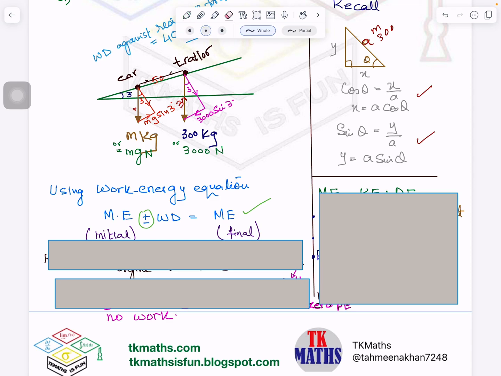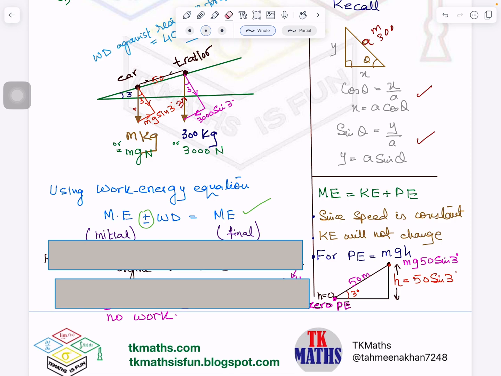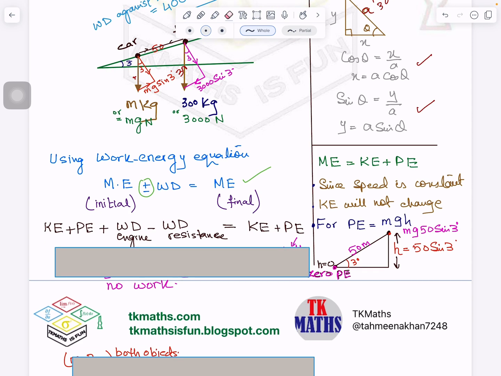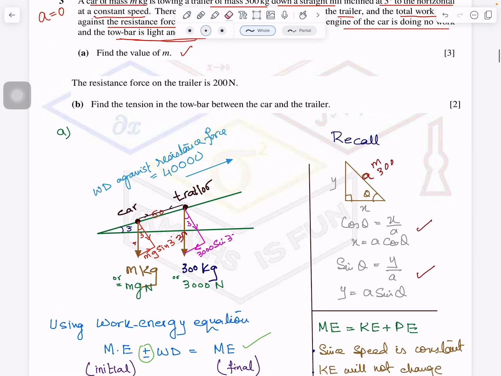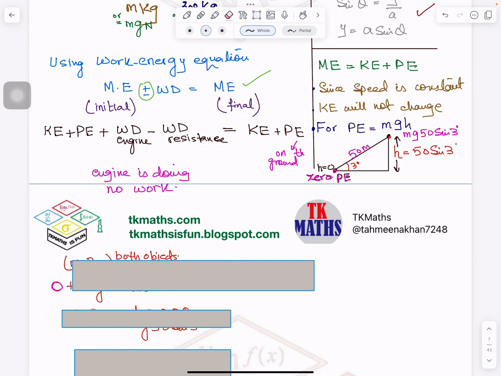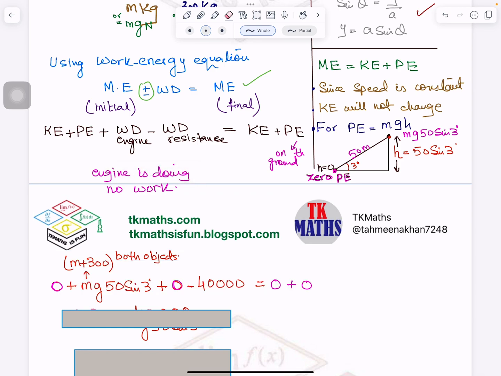Energy equation. And you know what is mechanical energy? It is the sum of kinetic energy and potential energy. Okay. So now let's see here. So initially, kinetic energy plus potential energy plus work done by engine and work done against resistance. Okay. So now I know, because the engine was doing no work, but work done against resistance is given to us, 40,000 joules. Okay. So now I'm substituting here the values you can see here.